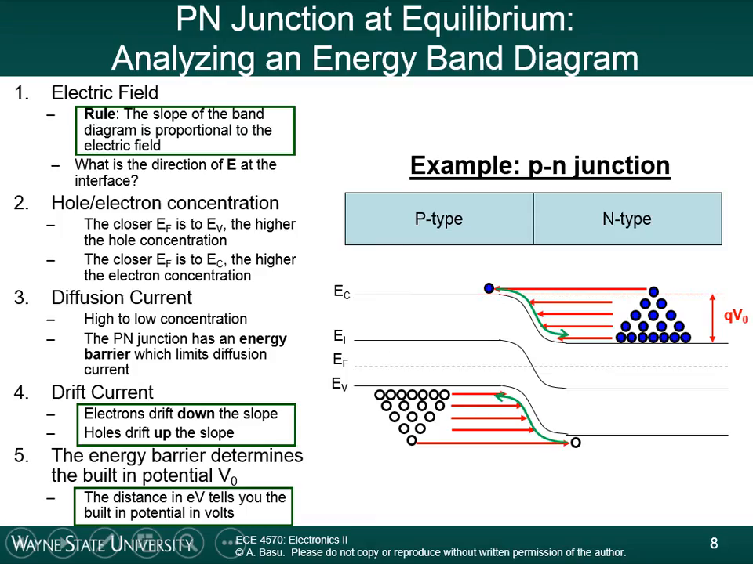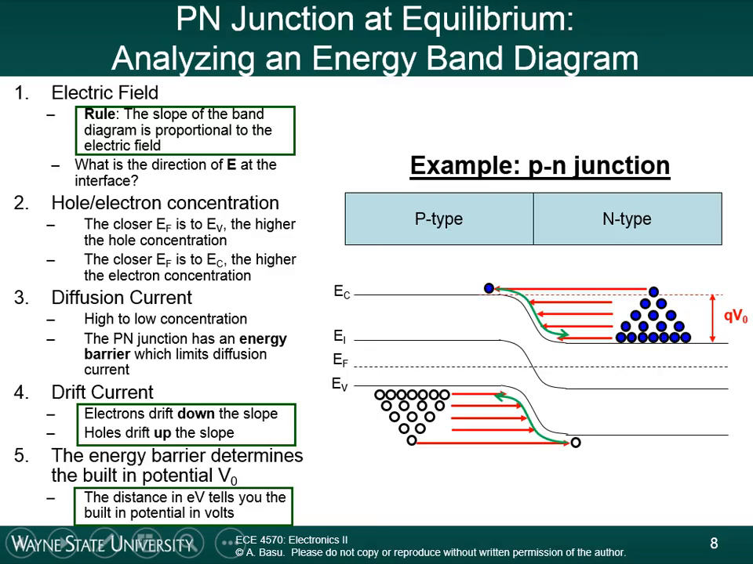Because the distance between EC and EV does not change. That's the band gap, 1.12 electron volts for silicon. The distance between EC and EV is a fundamental property of silicon. If it's silicon on this side and it's silicon on this side, then the distance between EC and EV is pretty much fixed. So you can imagine that these are lines that are running parallel to one another. All these lines are running parallel to one another.